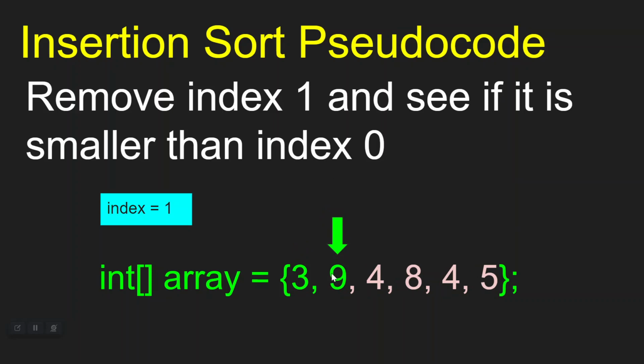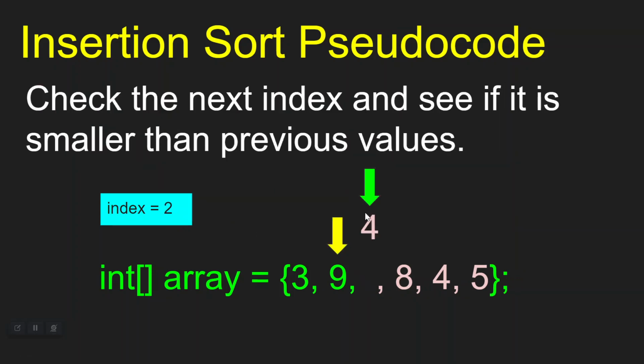And now 3 and 9 are sorted. We know that these are in the proper ascending order. So now we're going to take our index up to 2, and we're going to check. We're going to pull it out, and we're going to check the previous values and see if any of them are smaller.